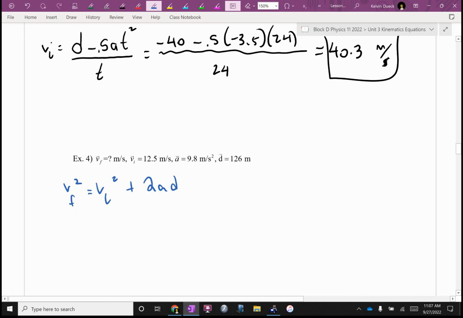Josh, which one are we trying to get by itself? VF. Oh, the VF is by itself? No, the VF squared is by itself. Hey, Josh, what's the opposite of adding? What's the opposite of dividing? What's the opposite of squaring? Square root. We're going to have to square root both sides.